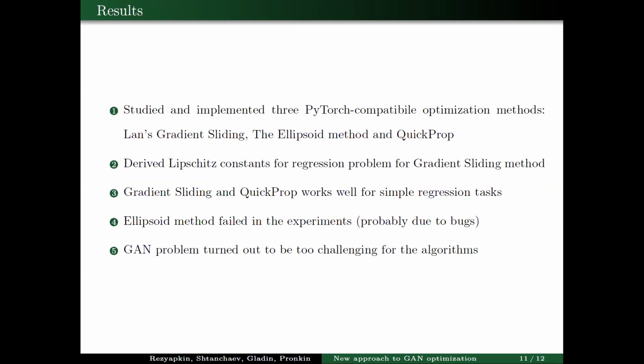Gradient sliding and Quickprop work well for simple regression tasks. Ellipsoid method failed in the experiments, probably due to bugs. You can find details in our report. And GAN problem turned out to be too challenging for the algorithms.